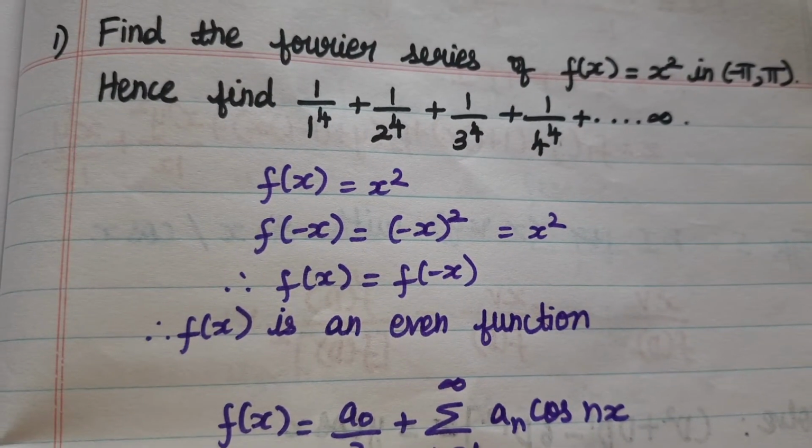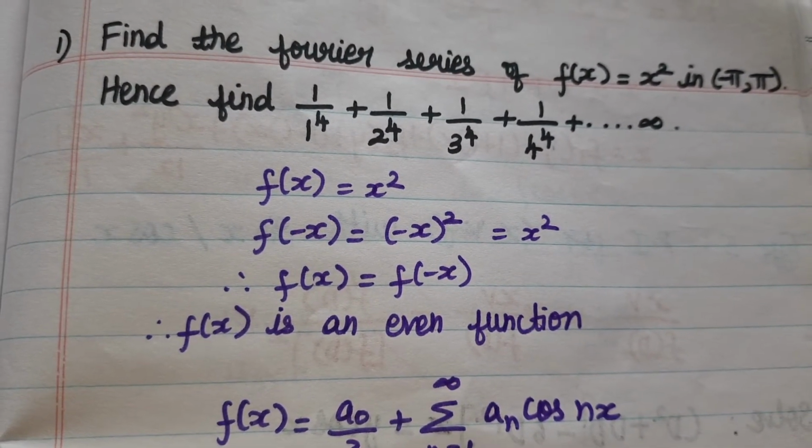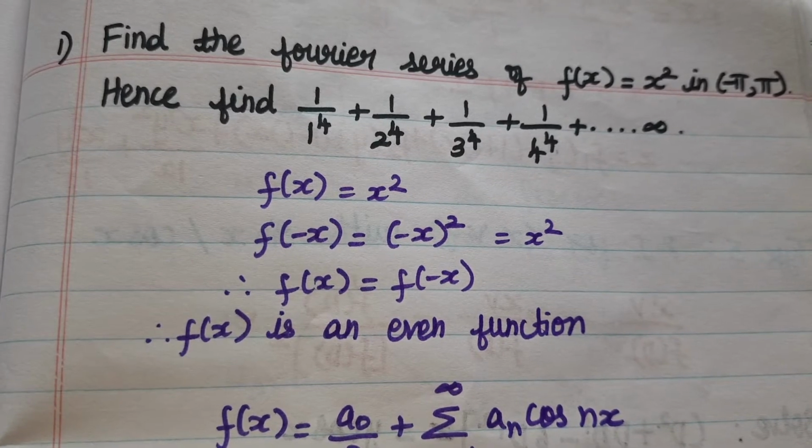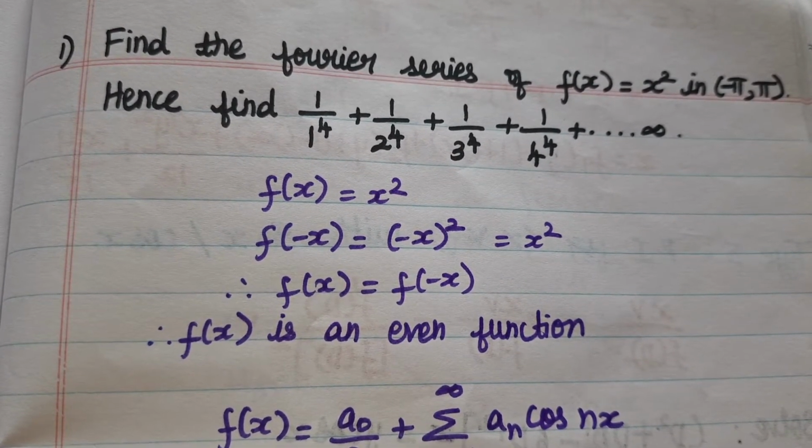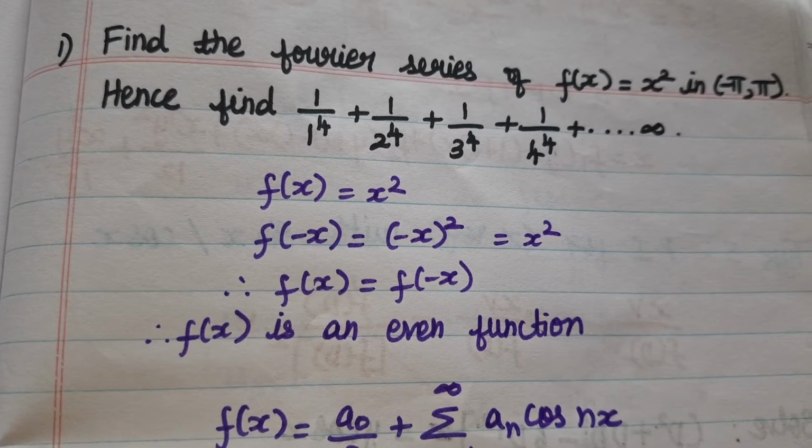So here the first question is, find the Fourier series of f of x equal to x square in minus pi comma pi. Hence find 1 by 1 power 4 plus 1 by 2 power 4 plus 1 by 3 power 4 plus etc. infinity.